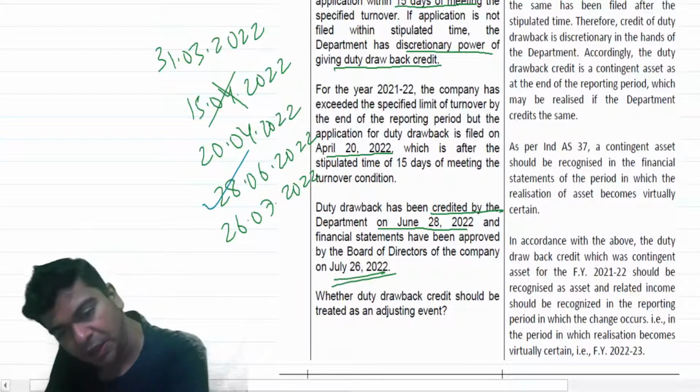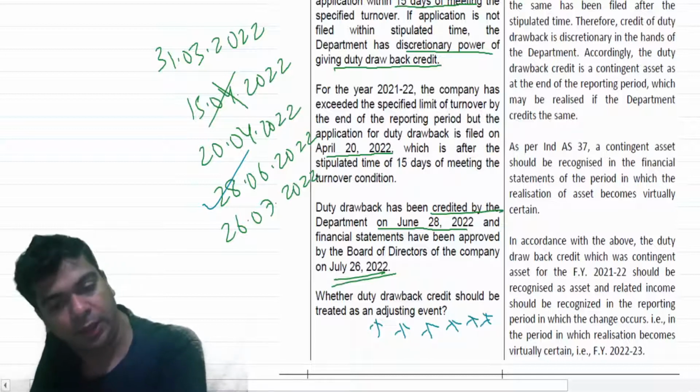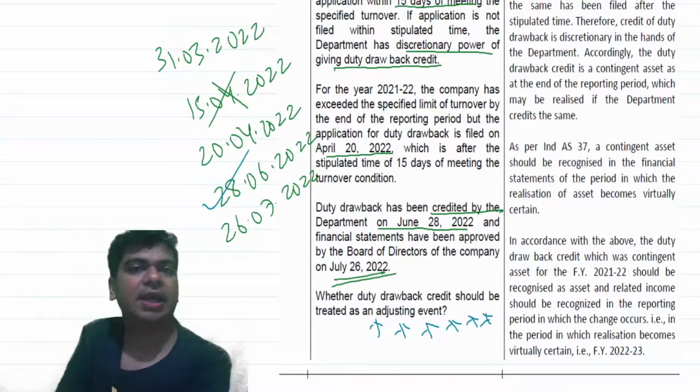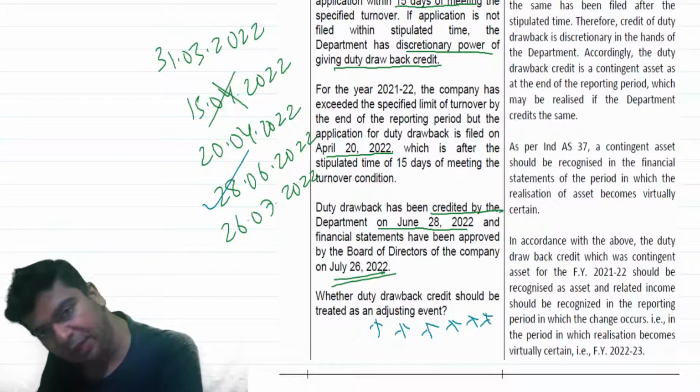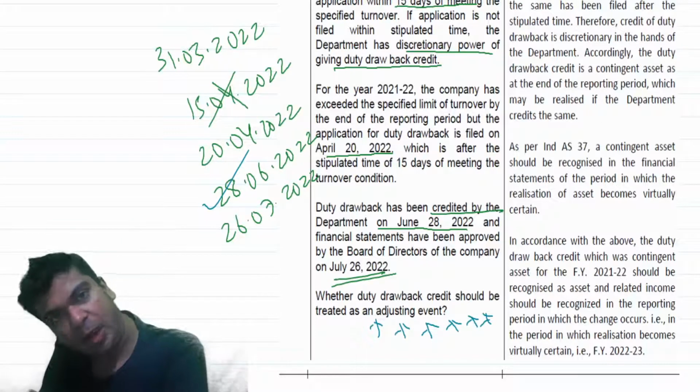2022-23. They are saying whether duty drawback credit should be treated as an adjusting event, our answer will be no. It cannot be treated as an adjusting event because it's a contingent asset, and contingent asset is covered by Ind AS 37. Now I can't apply Ind AS 10 over there. I'll have to go through the requirements of Ind AS 37.